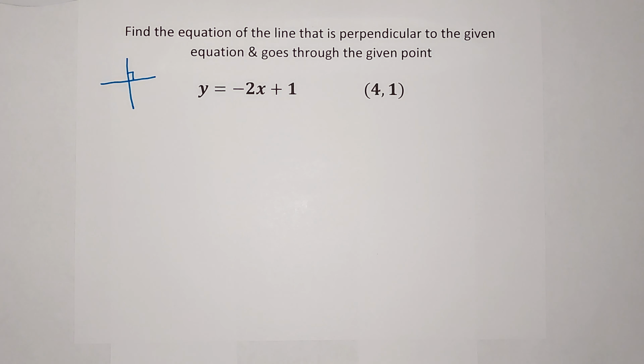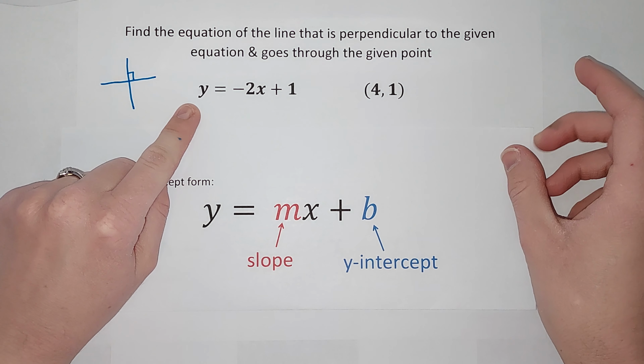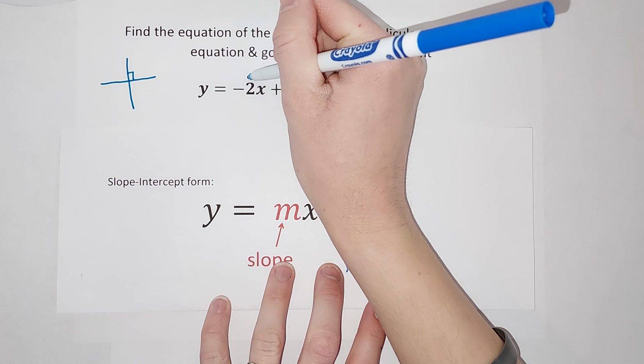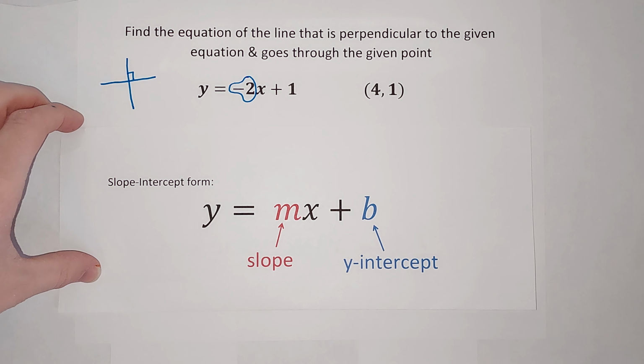When we are trying to find this, the thing that really matters is the slope. So this equation here is in slope-intercept form, right? When it's in slope-intercept form, my slope is just right in front of my face. It's very nice. So the slope of this line is -2.